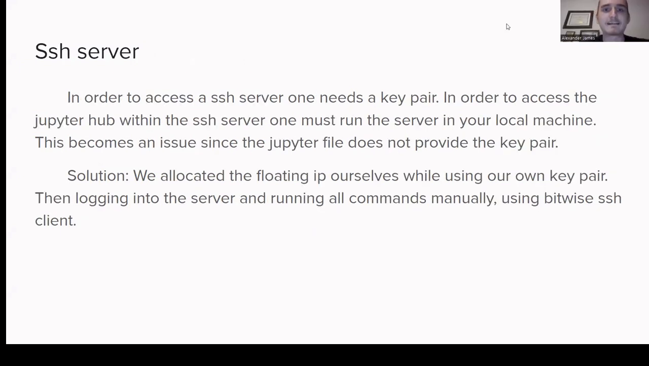In order to access the SSH server, we needed a key pair. And in order to access a Jupyter Hub file within the SSH server, we needed to run that server on our local machine. This became an issue because Jupyter files do not provide a key pair. The solution we came up with is we assigned a floating IP to ourselves.